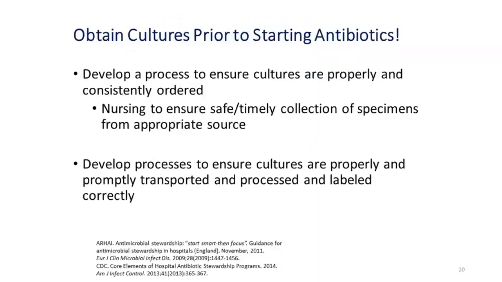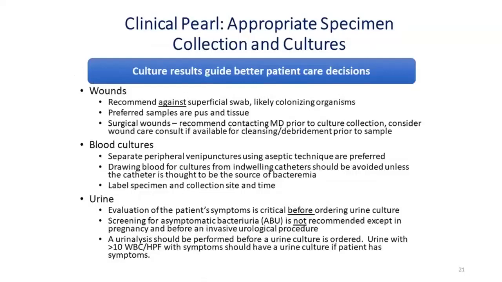How do I obtain appropriate cultures? We've got to ensure that these are consistently and appropriately collected, rapidly transported to the laboratory, and labeled correctly, which I've already said in a previous slide. And here are some things that I developed over the years for our house staff. For wounds, I really strongly recommend against doing swabs of superficial wounds. They're likely colonizing organisms. It doesn't necessarily correlate well with deep cultures. Prefer actual pus or tissue sample.